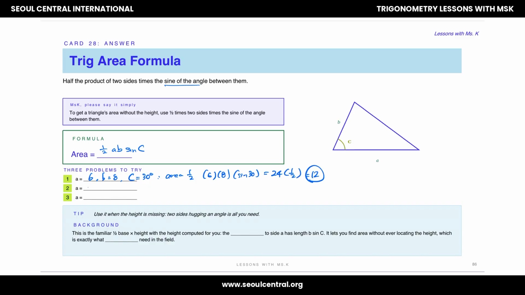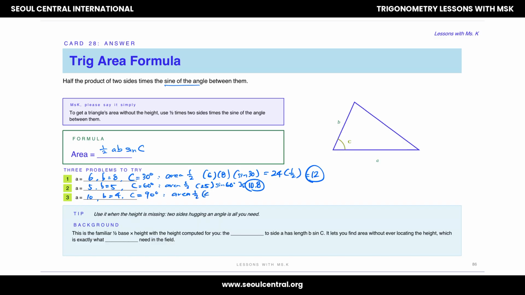Number 2. We are given small a equals 5, small b equals 5, big C equals 60. The area is 1/2 times 25 times sine of 60, which simplifies to around 10.8. Number 3. Small a equals 10, small b equals 4, and big C equals 90. The area is 1/2 times 40 times 1, which is 20.